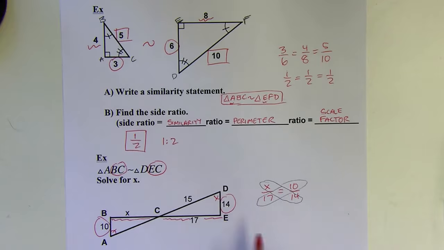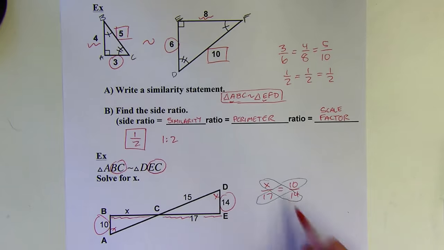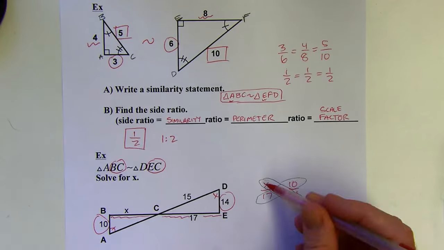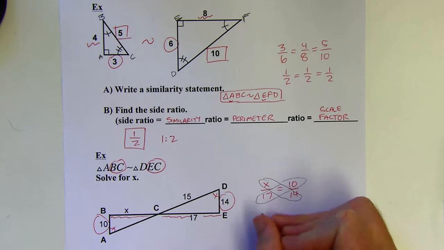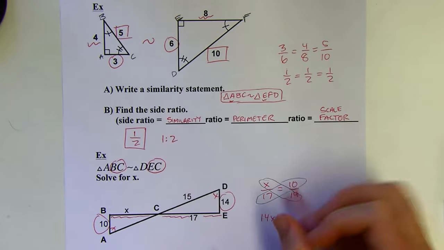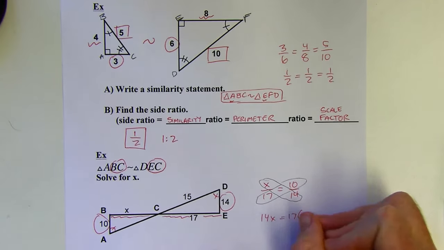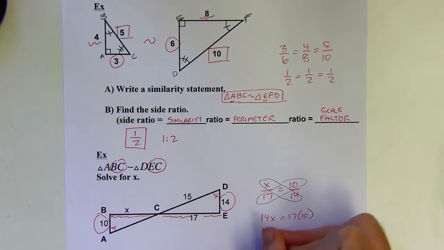There are a couple things I could do. I can multiply both sides by 17 to isolate the x. But I like to use the cross products. When I have two fractions that are equivalent, then that means their cross products must be equivalent. So that means x times 14, or 14x, is going to equal 17 times 10, which is 170.